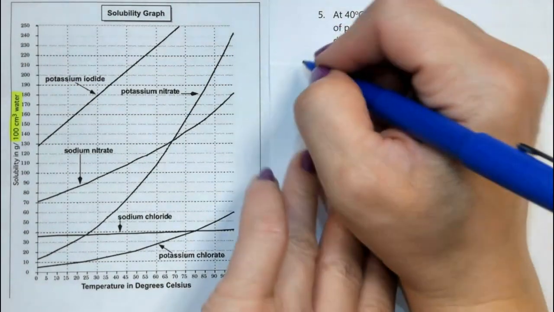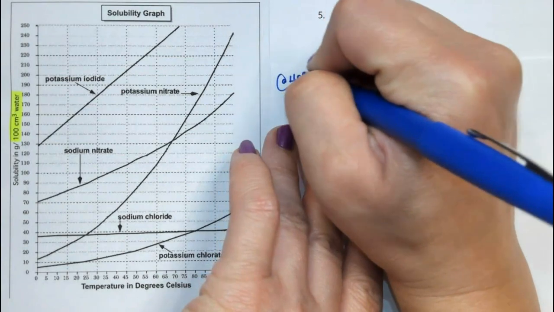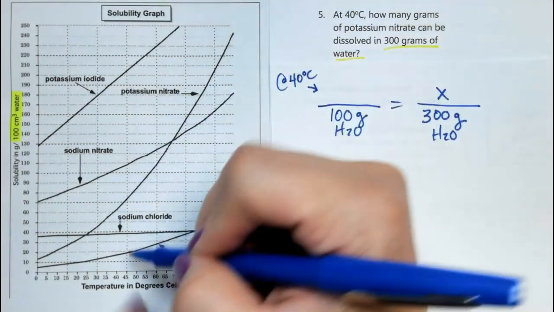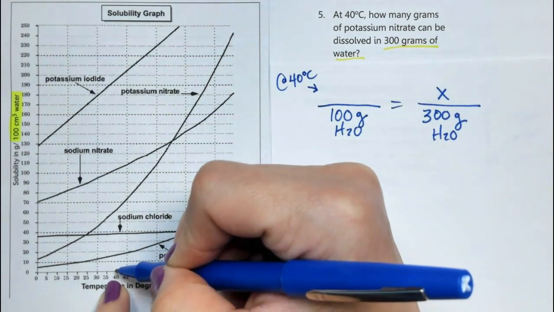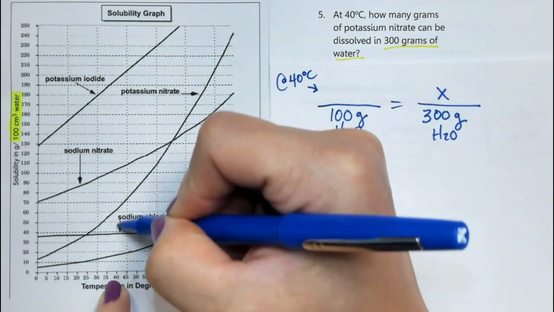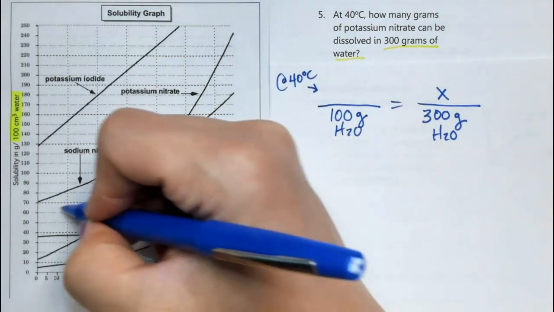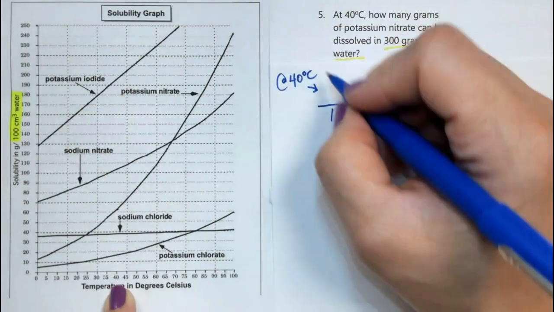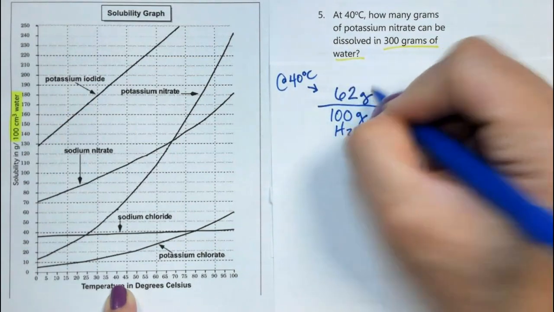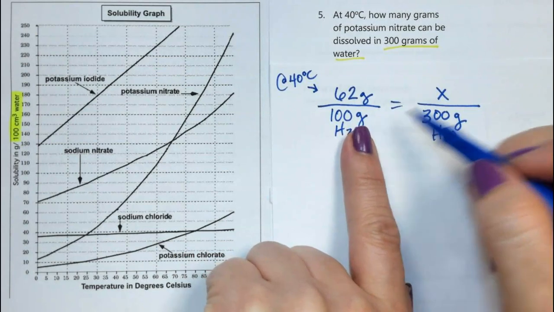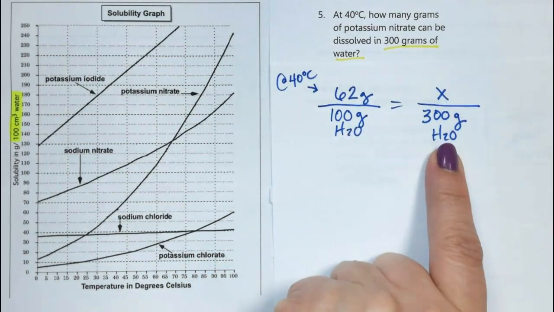So I'm going to go to 40 degrees Celsius, and I'm going to look up potassium nitrate. So 40 degrees, potassium nitrate is this curve, that's about right there. And then if I go to the left, it's approximately 62. So we'll just call it 62 grams would saturate 100 grams of water. And so then the question is, well, how much does it take to saturate 300 grams?